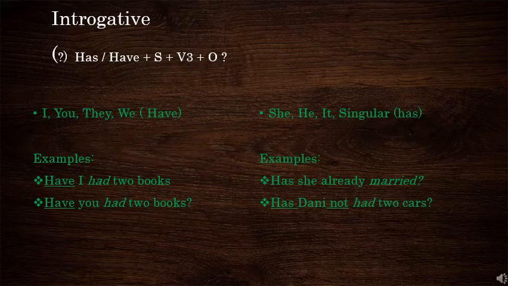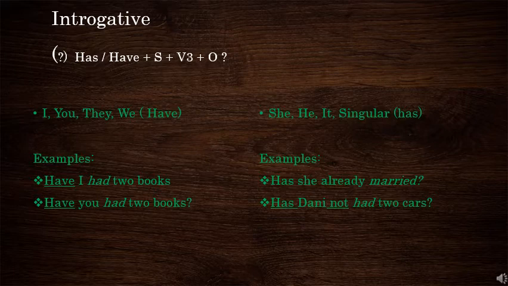Then we move on to the last form of present perfect tense, namely interrogative. The formula here is has or have plus subject plus verb 3 plus object, and don't forget to put a question mark. For example, have I had two books? Then have you had two books?